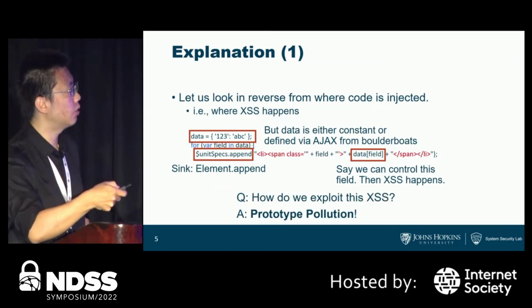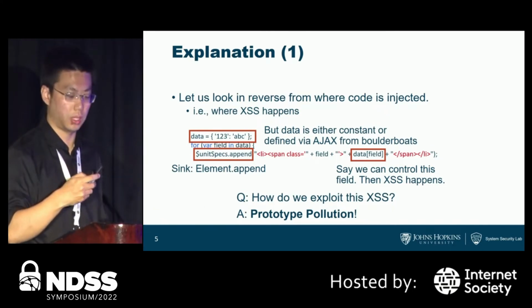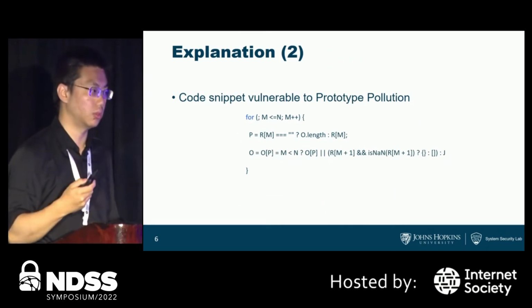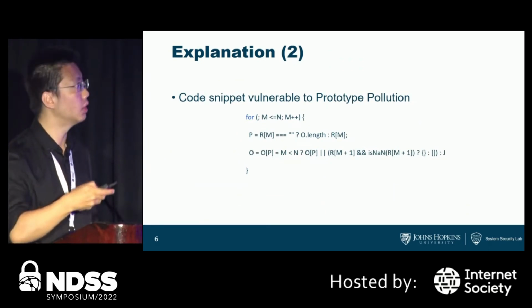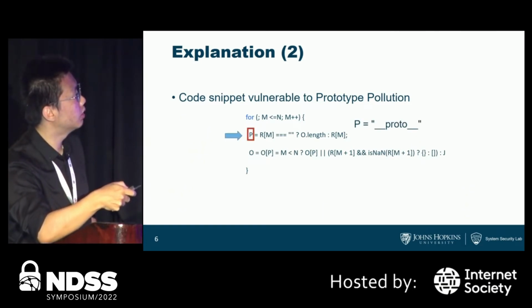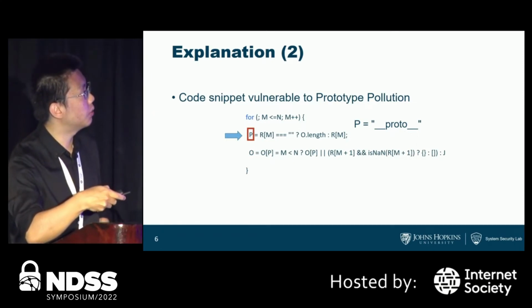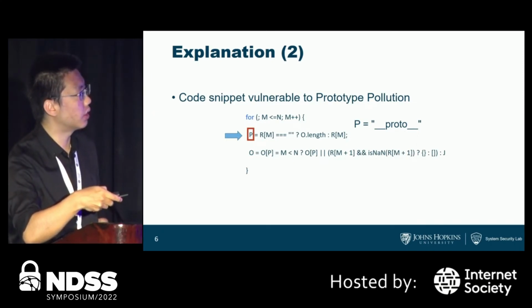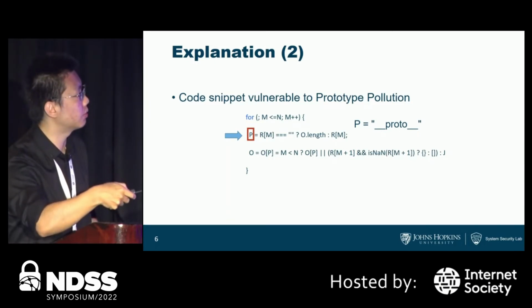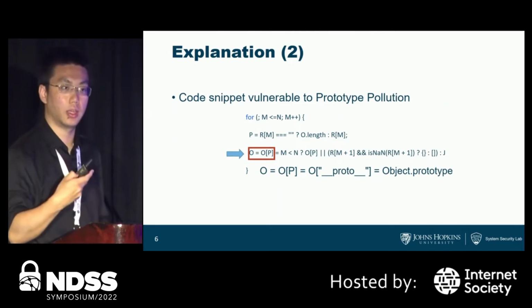So the question is how do we really exploit this cross-site scripting? The answer is through prototype pollution. So let us switch to the code snippet vulnerable to prototype pollution to see how it really happens. Inside this for loop, there are mainly two iterations. In the first iteration, the variable p will be set as the value here called __proto__, which is injected by the adversary. Then o = o[p] will be executed.